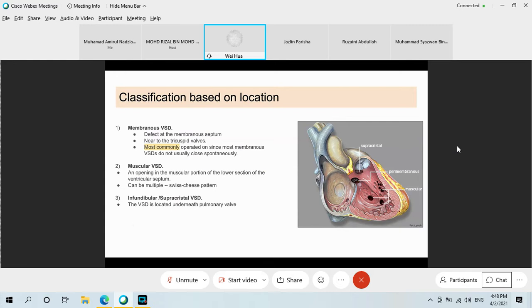The second subtype is the muscular ventricular septal defect. It occurs at the muscular portion of the ventricular septum at the lower part, and it can be multiple and result in the Swiss cheese pattern. And the third subtype is the infundibular or supracristal ventricular septal defect. It is located just underneath the pulmonary valve, as shown in the picture. Next slide.